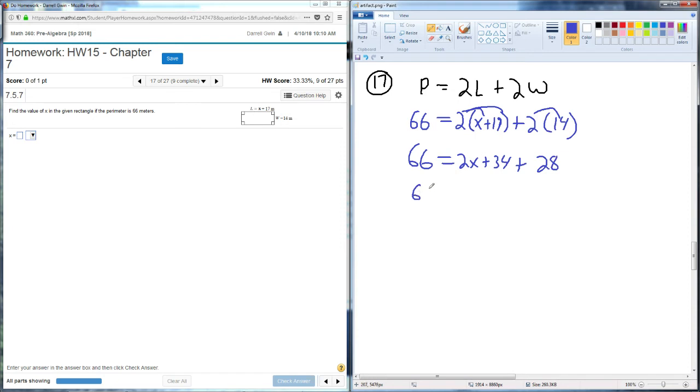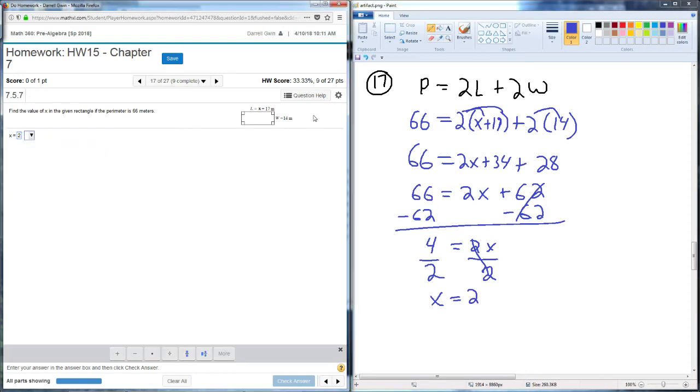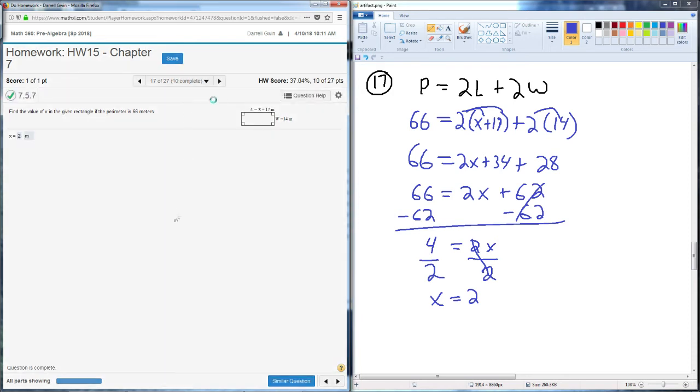Let's simplify this. Step 1, simplify: 34 plus 28 is 62. Step 2, move constants to one side. We have 4 equals 2x. Step 3, variables on one side, check. And step 4, divide by the coefficient, which is 2 in this case. X equals 2. Gotta have the right units. The units going around this are in meters. So one dimension is meters, area is squared, and volume is cubed. Excellent.